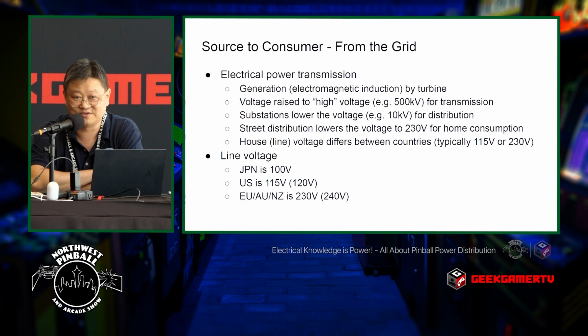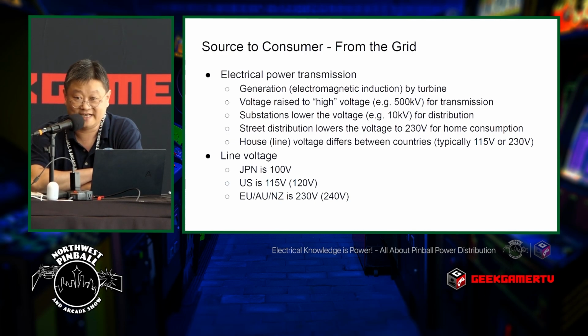But the problem is that, well, you can't go around putting 500 kilovolts into people's houses. So then they have what they call substations, which transform the voltage back down towards the lower end, 10 kilovolts, even that's quite high. And then they go further down to street distribution. And if you actually look on the streets of your homes, you'll see these little gray cylinders on power poles. Those are actually transformers that transform the substation voltage down to a level that you can consume in your home. And it's typically about 230 volts here in the US. But as I mentioned here, line voltage differs between countries.